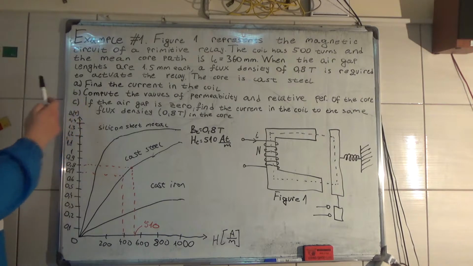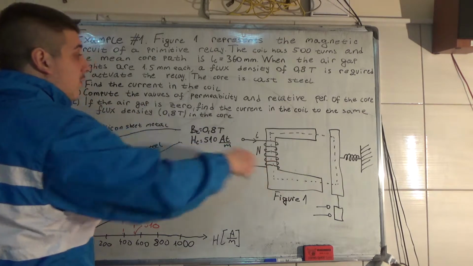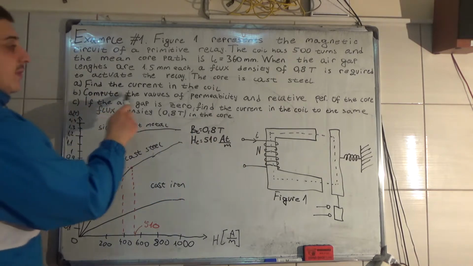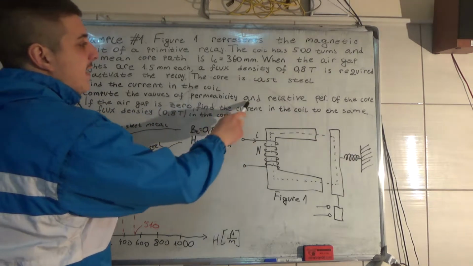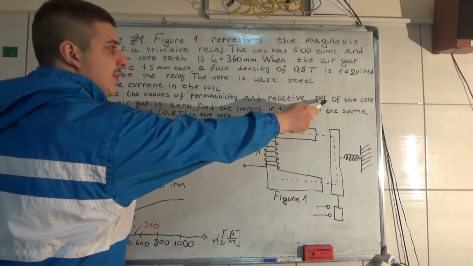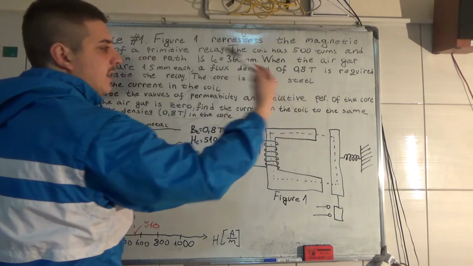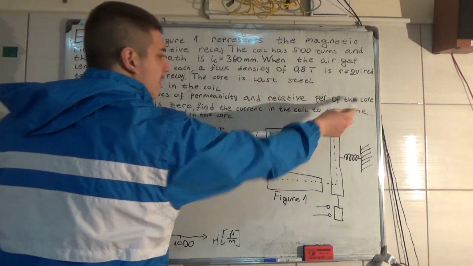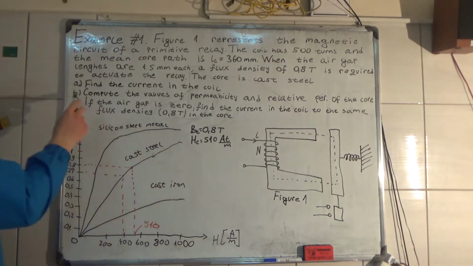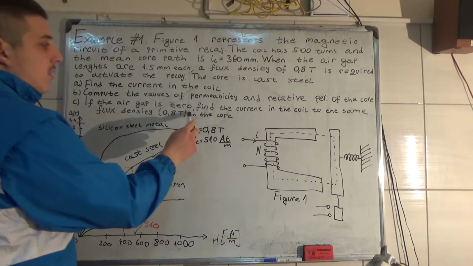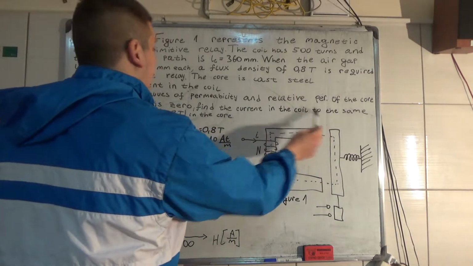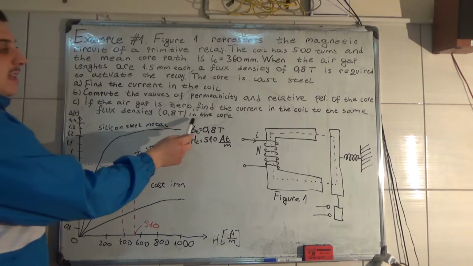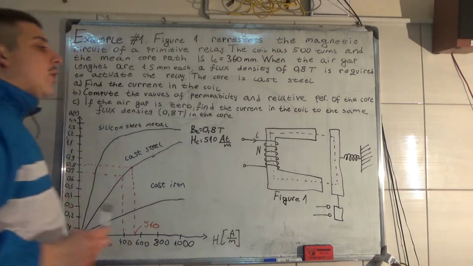For A, find the current in the coil. Or B, compute the values of permeability and relative permeability, this mu r is shortened for relative permeability of the core. And C, if the air gap is 0, find the current in the coil for the same flux density of 0.8 Teslas in the core.